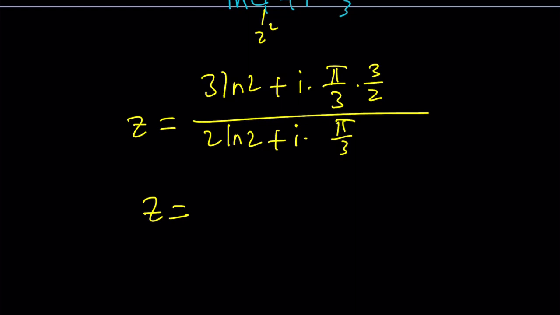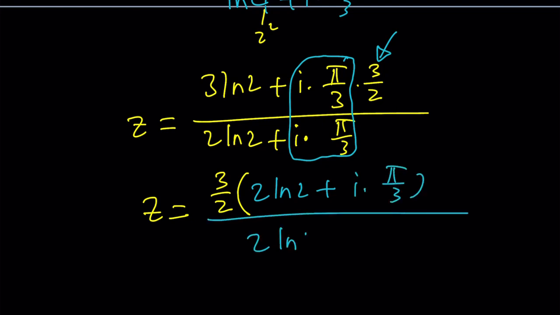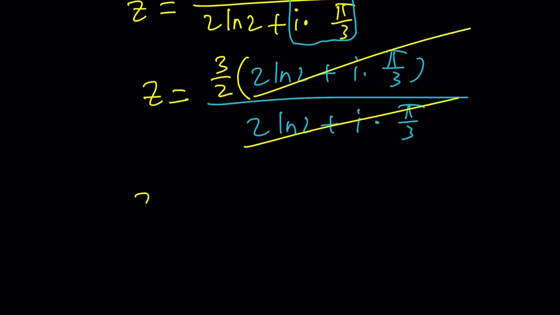Do you see what I see? I'm going to go ahead and factor out a 3 halves here. And the motivation behind 3 halves is that I want these two to be equal at some point, so I can take this out. Make sense? And now this gives me 2 ln 2 because I need to make up for the 3, plus i times pi over 3, divided by 2 ln 2 plus i times pi over 3. Hopefully you can see what I'm talking about. These two cancel out, leaving us with a very special, super duper special value, which is z equals 3 halves.